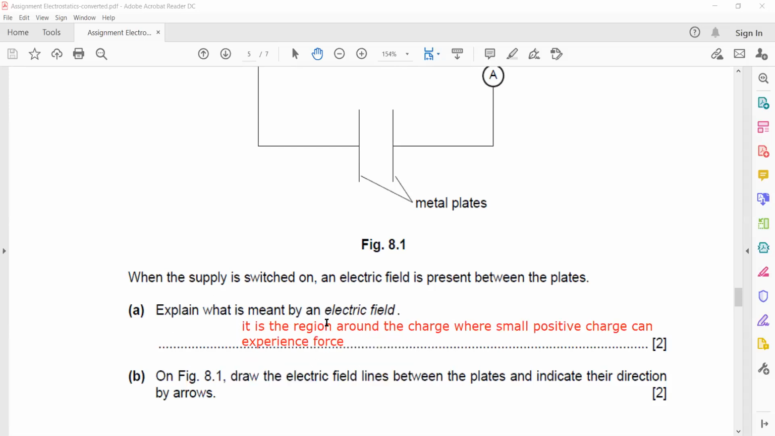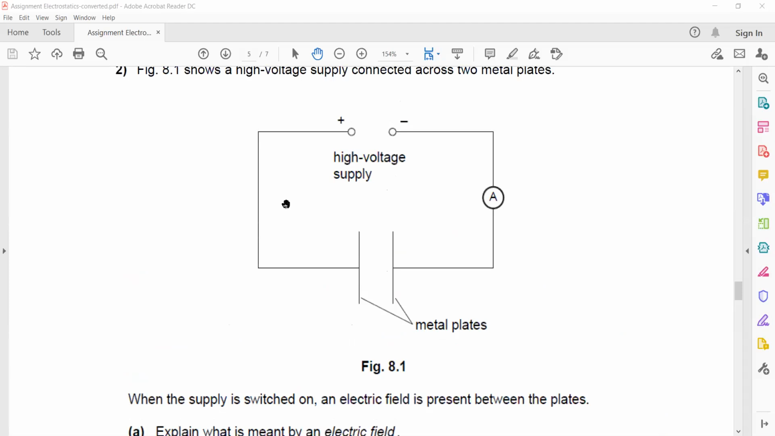Then on figure 8.1, draw the electric field lines and indicate the direction by arrows. So how to draw the electric field lines? Because the electric field is from positive, you can see this plate is connected to the positive terminal, so this is the positive plate and this one is the negative plate. So electric field lines are always from the positive plate to the negative.